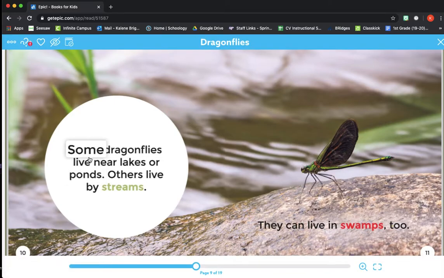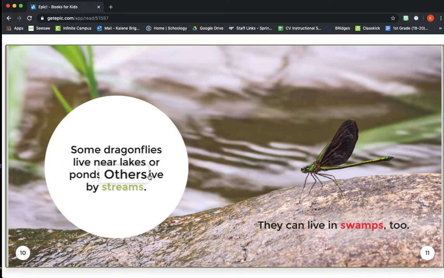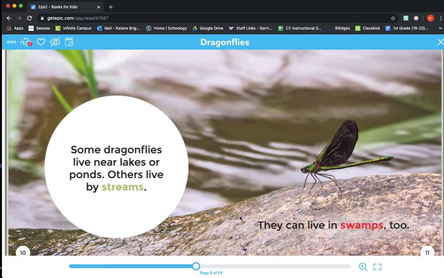Some dragonflies live near lakes or ponds. Others live by streams. They can live in swamps too.